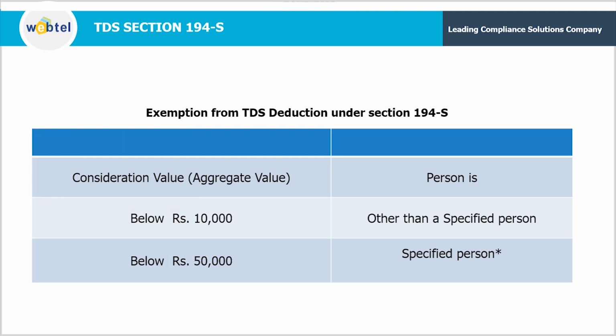If the aggregate value, or you can say the consideration value, is below 10,000 rupees, then no TDS would be deducted as per Section 194S. And if the amount is below 50,000 rupees for the specified person, no TDS would be deducted as per Section 194S. The point to be noted here is that the aggregate value is applicable for the whole year, not from 1st July 2022.